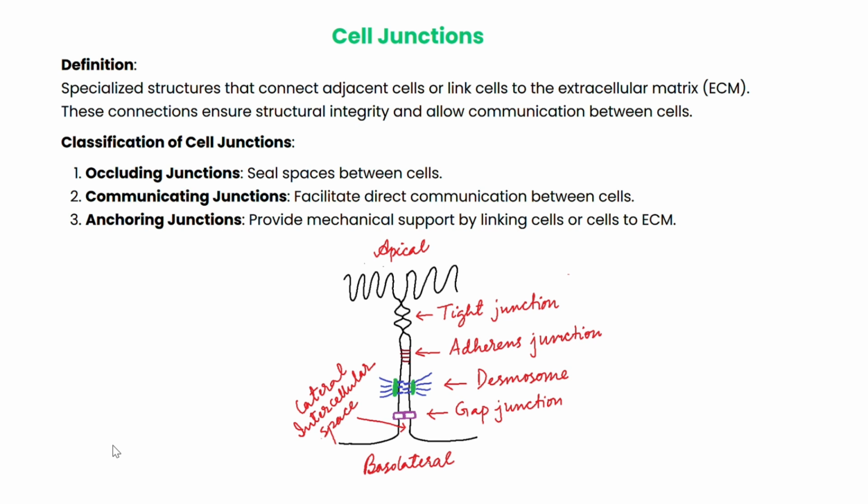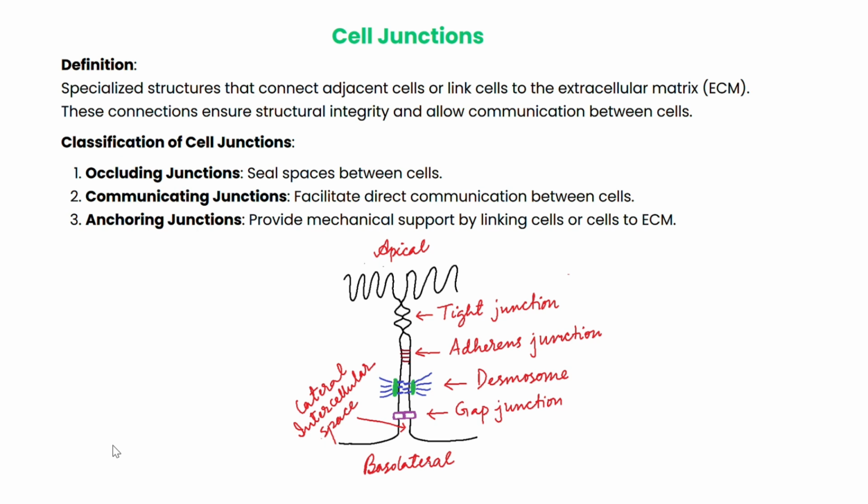Let's start by understanding what cell junctions are. These are specialized connections that either link one cell to another or attach cells to the extracellular matrix, the network that surrounds and supports cells. Cell junctions are crucial for proper functioning of tissues because they provide strength, maintain shape, and allow communication.